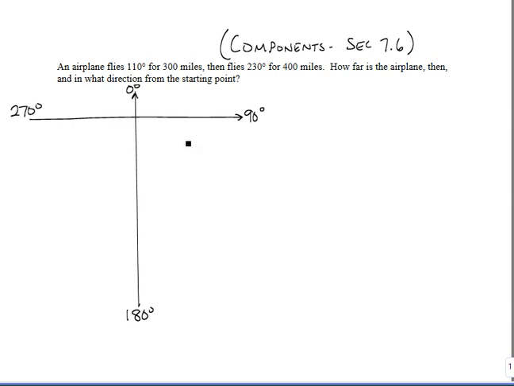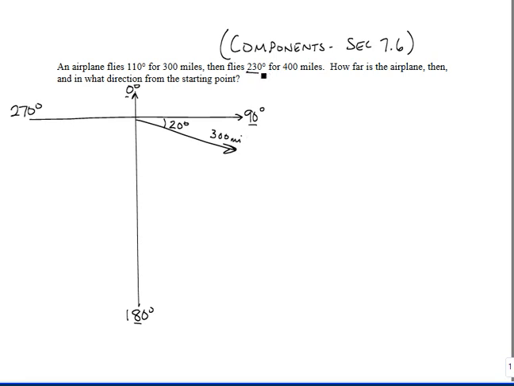As with any vector problem, I need to first draw a diagram. And you'll notice that I set up navigation references on my axes. From that, I get a reference angle here of 20 degrees, and my distance is 300 miles.